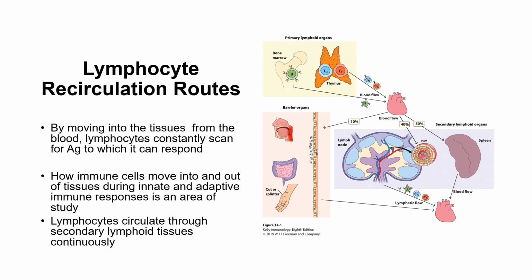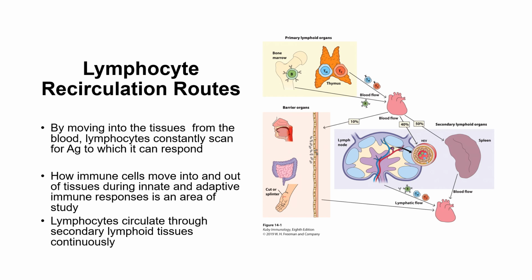How immune cells move into and out of tissues during the innate and adaptive immune responses is still an area of intense study, but we have a reasonably good understanding of how they get out of the blood vessels and into other tissues. These lymphocytes circulate continuously through the secondary lymphoid tissues. Again, lymph nodes and spleen, we've been talking about those all semester.